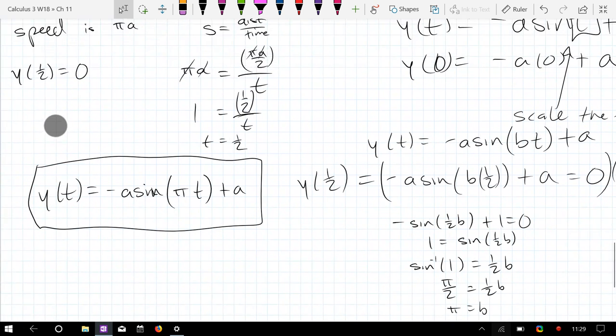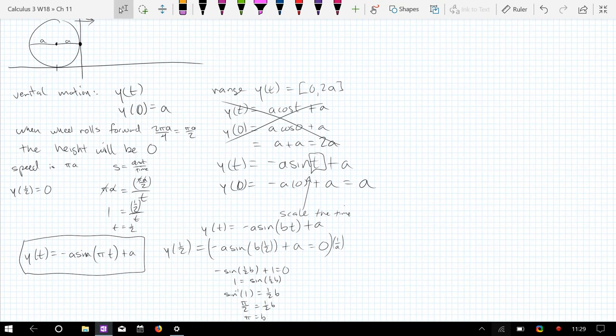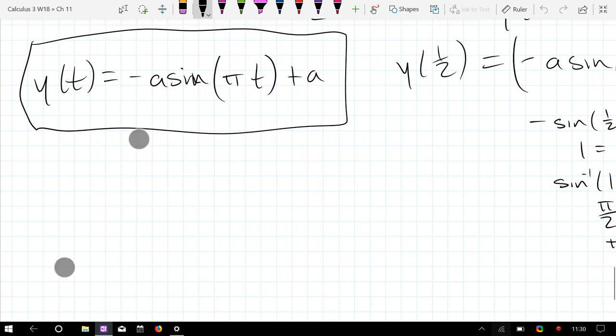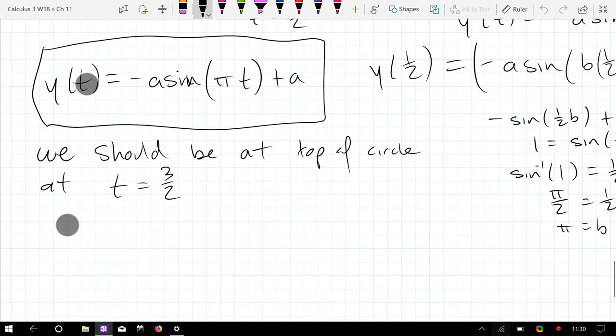What would you expect our height to be at time 1? So at time 1, we should have rotated another quarter rotation, and our height should be back to a. And if I did 3/2, I should be at the top of the circle. So let's check the top of the circle and see what we get. So any questions on why we should be at the top at 3/2? It's basically a half second for each quarter rotation. So we're going to go 3 quarter rotations. All right, so check that. Make sure that our function works.